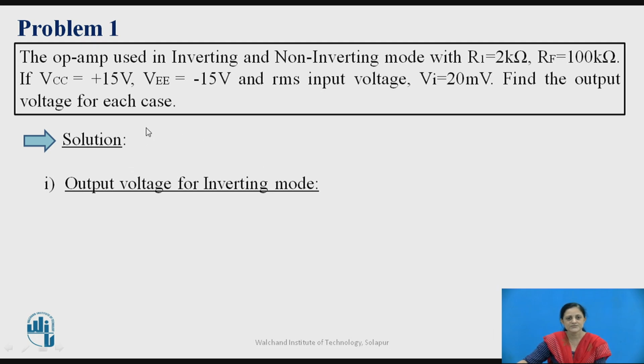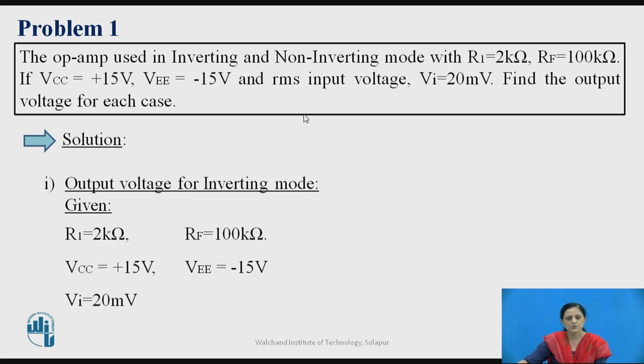The solution: first is the output voltage for inverting mode. As we know the inverting gain and non-inverting gain, by putting the given values in those equations, you can find out the output voltage for the inverting as well as the non-inverting mode. Now these are the given quantities. R1 and RF are given, whereas the supply voltages are given as plus 15 volt and minus 15 volt, and the input voltage of 20 millivolt is applied.